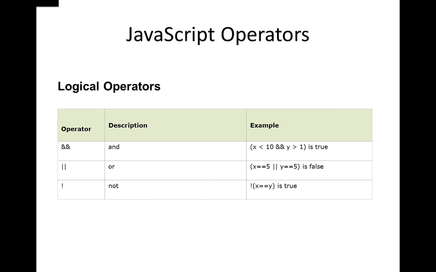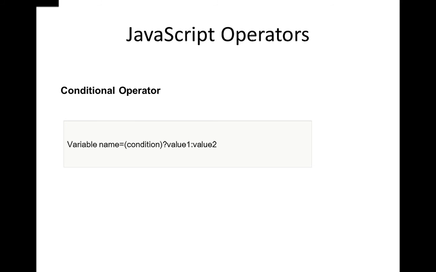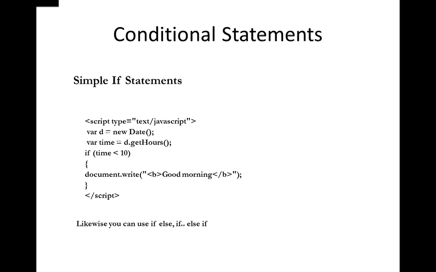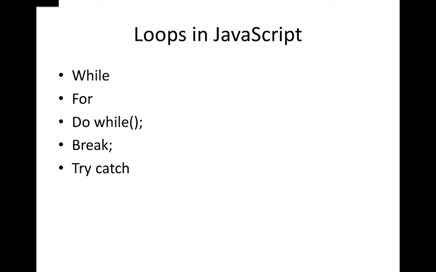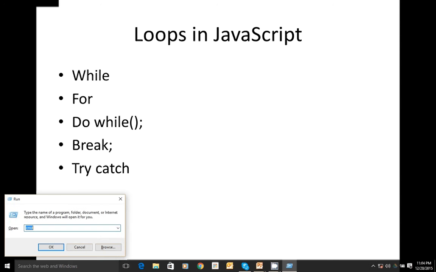And of course we have three logical operators: and operator, or operator, not operator. And we have the conditional operator. If the condition is true, do this, else do this. That we can use with the syntax variable name equal to condition question mark true colon false. So let's look at how to write a simple program using this.